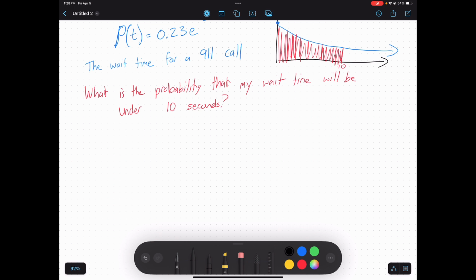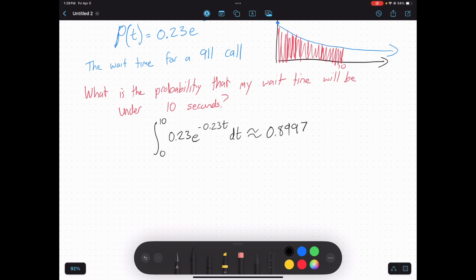So it turns out to calculate this value, I can just do the integral from 0 to 10 of 0.23 e to the negative 0.23 t dt. And that'll give me my probability. In fact, if you plug this into a calculator, you guys could solve this on your own. This is not a complicated integral to figure out. I get 0.8997, about. It's approximate.